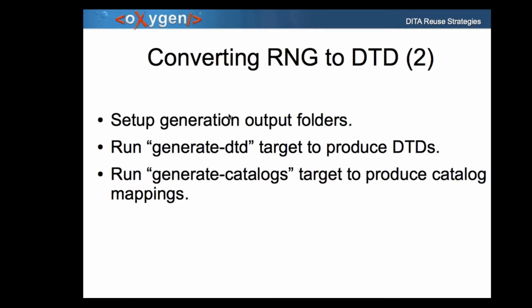So I made small changes to the build files. I set up some output folders for the generation because I wanted the DTD content to be generated directly in my customization plugin. And after this, I ran two Ant targets, generate DTD to produce the DTDs, and generate catalogs to produce the catalog mappings.